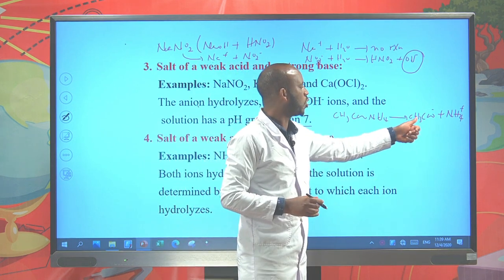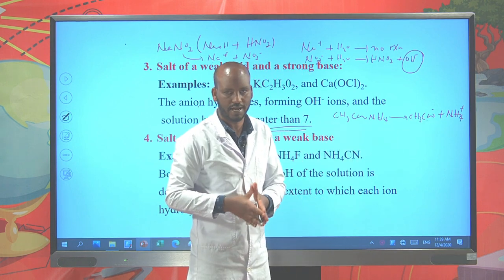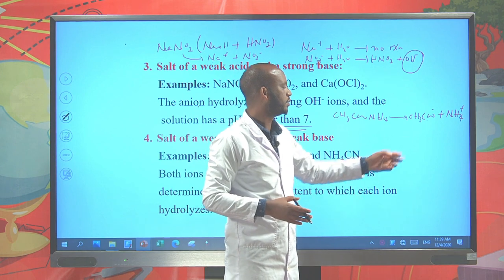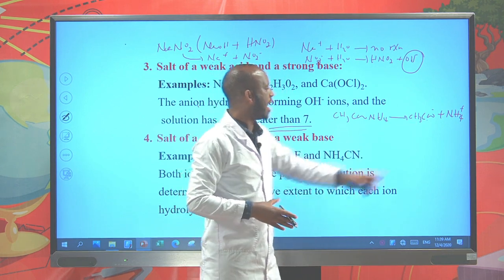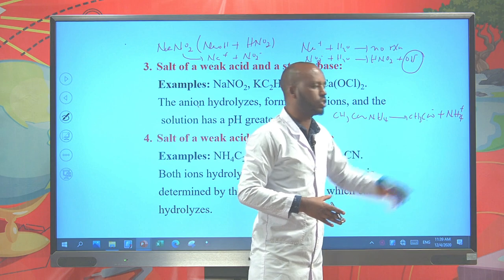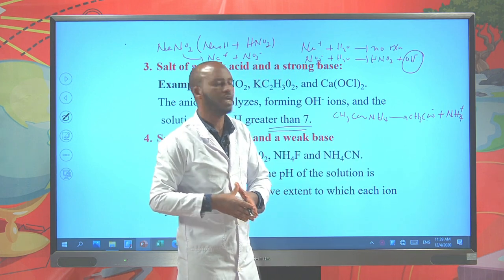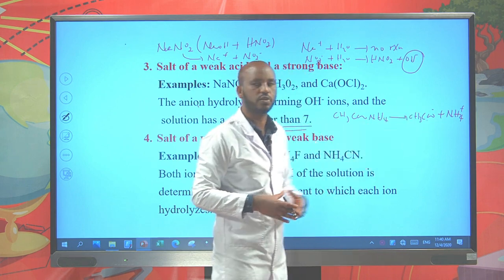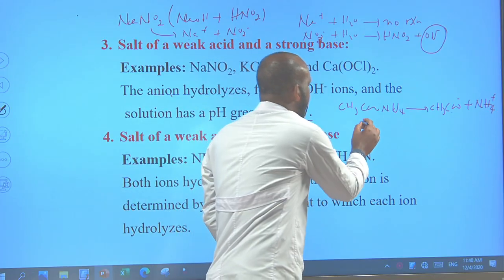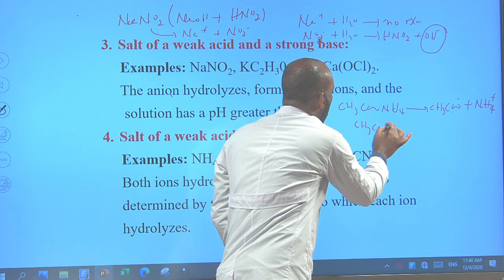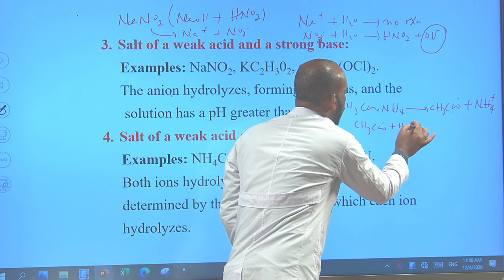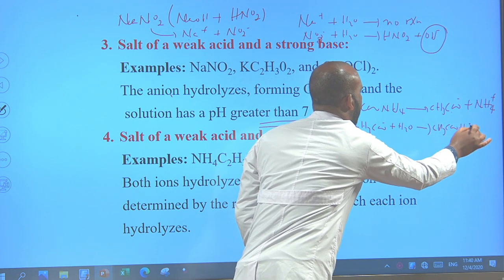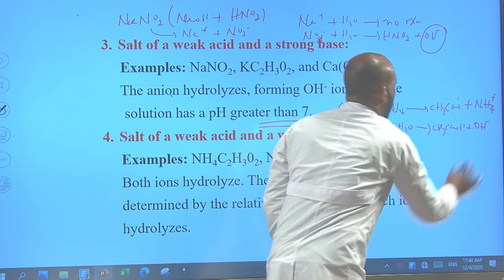Acetate is the conjugate base of the weak acid, acetic acid, is relatively strong, and can accept a proton from a donor. NH4 plus is the conjugate acid of the weak base, ammonia, is relatively strong, and can donate H plus to another substance. Now, acetate, CH3COO minus, plus water gives acetic acid, CH3COOH, plus OH minus.